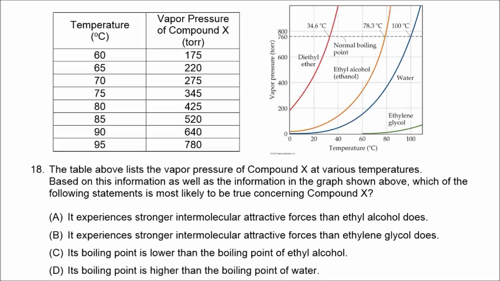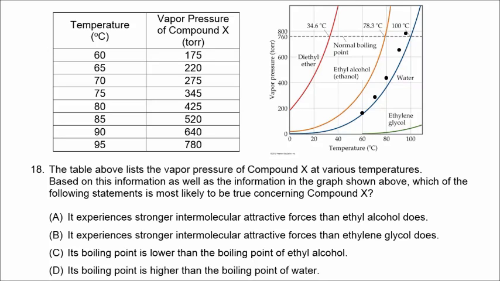All right, number 18. Let's go ahead and plot some of these vapor pressures. So at 60 degrees, it's about 175 torr. At 70 degrees, it's about 275 torr. At 80 degrees Celsius, it's about 425. At 90 degrees Celsius, about 640, and then at 95 degrees Celsius, it's actually higher than atmospheric pressure.